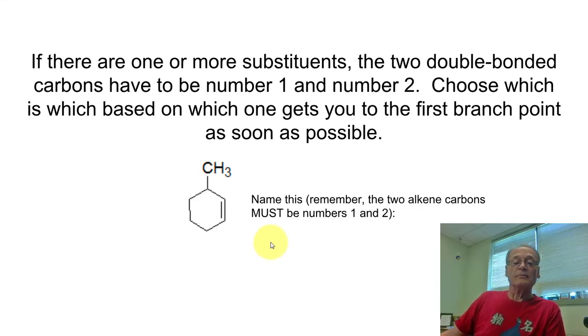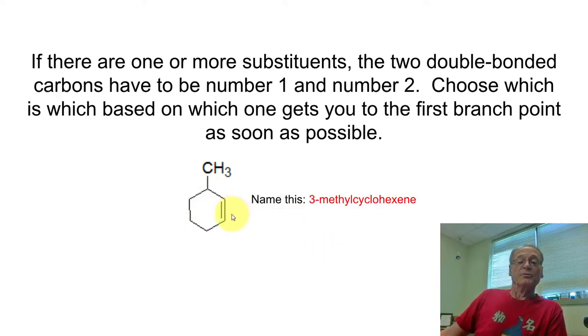So how would you name this particular compound? The answer is put a number 3 there. So 1, 2, and 3. And that's because, as I said, if that's number 1, then that one has to be number 2, and you don't get to the methyl group till carbon number 6.